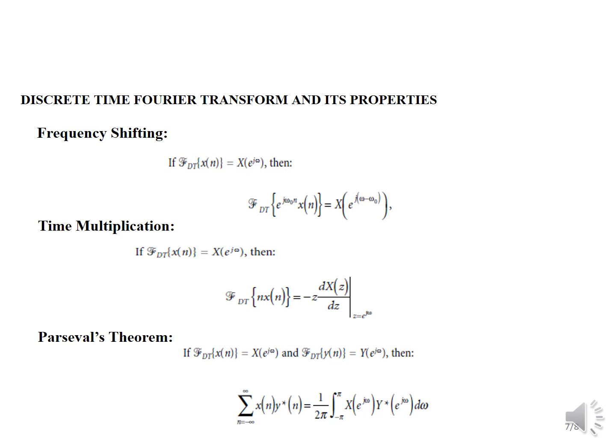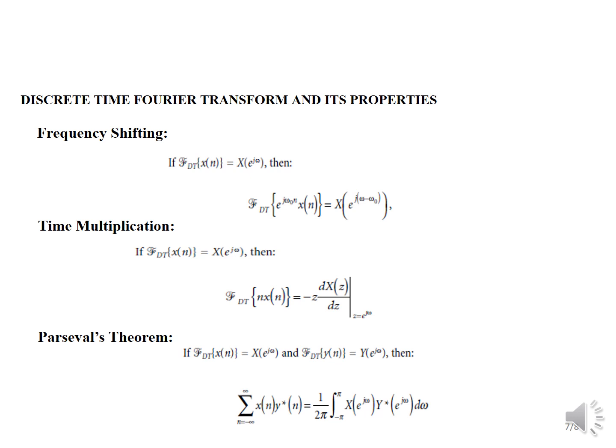Next one is frequency shift. If the discrete Fourier transform of x of n equal to X of e power j omega, then the discrete Fourier transform of e power j omega naught n into x of n equal to X of e power j omega minus omega naught. And next one is multiplication property. If the discrete Fourier transform of x of n is X of e power j omega, then the discrete Fourier transform of n into x of n equal to minus z into d of X of z by dz at z equal to e power j omega.